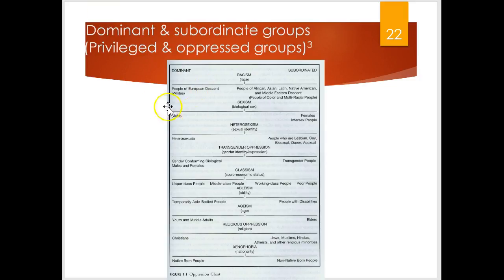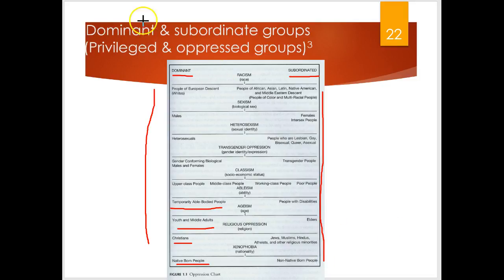So this is a chart, basically. It's taken from a textbook that you see the reference for, the footnote. And basically what it does is it shows us, on the one hand, the dominant identities, and on the other hand, the subordinated identities. And you can see the different categories here, okay? People of European descent, men, heterosexuals, gender-conforming individuals, upper-class people, temporarily able-bodied people, and that's really key, that word, temporarily able-bodied people. That term is actually used because the disability literature says that everyone is temporarily able-bodied, okay? Young and middle adults are considered the dominant group. Christians are considered the dominant group. And then native born, as in born in the U.S., are considered the dominant group. And then on the other hand, you see the subordinate groups. So again, be aware of these and be familiar with what they are.